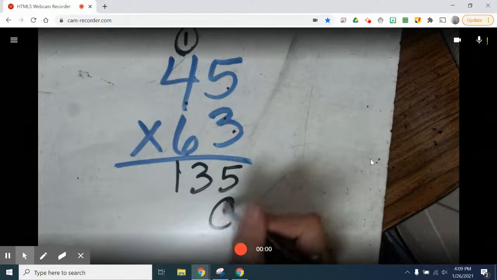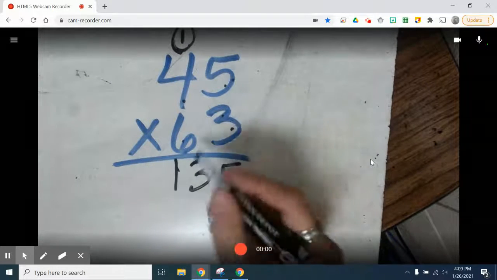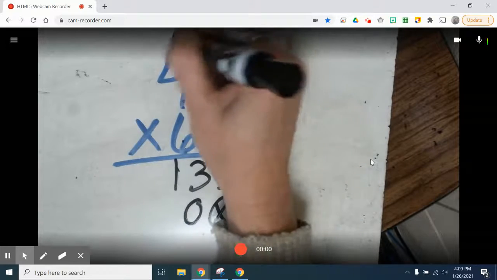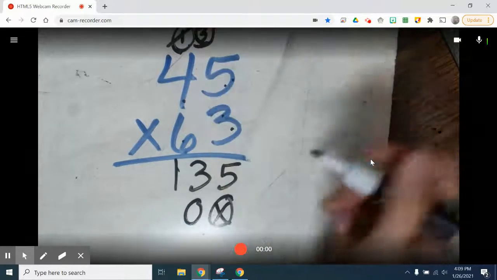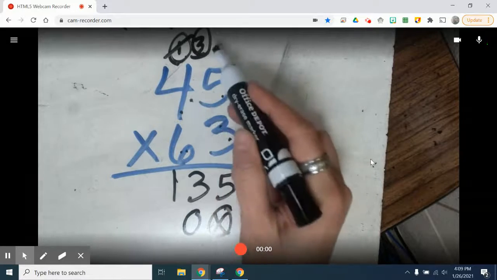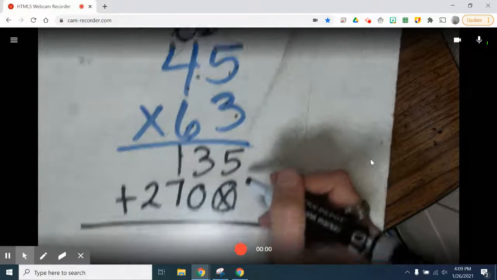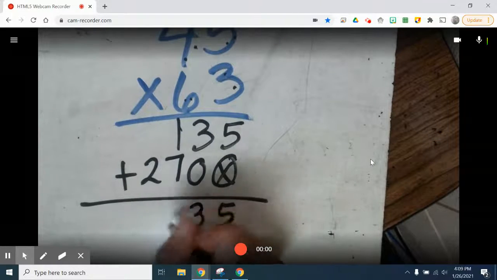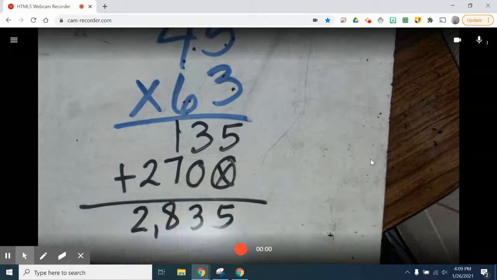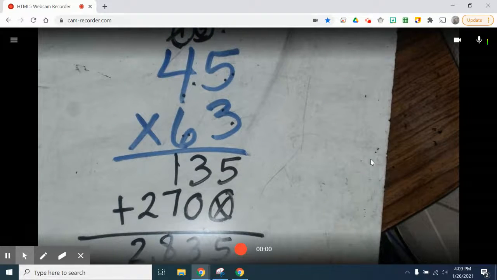Automatic 0 because we're going over to the tens place. 6 times 5 is 30, 0, carry the 3. Get rid of that 1 because that was from earlier with the ones place. 6 times 4 is 24, plus 3 more is 27. Add through: 5, 3, 8, 2. 2,835.